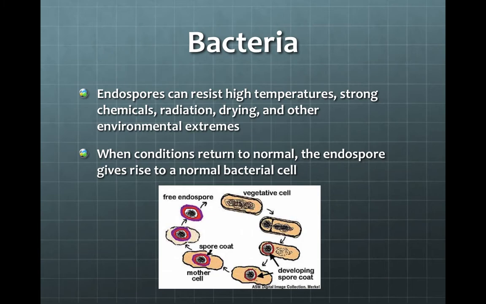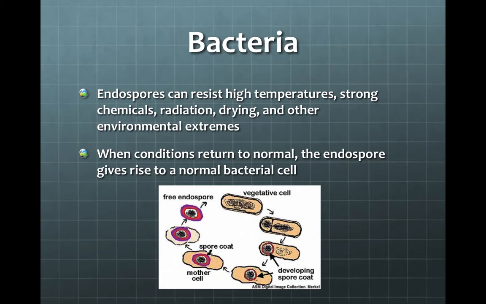All right. Endospores can resist high temperatures, strong chemicals, radiation, drying, and other environmental extremes. When conditions return to normal, the endospore gives rise to normal bacteria cells. It's kind of like armor on one of those superheroes. I can't remember which one wears armor. Maybe Iron Man? That makes sense.